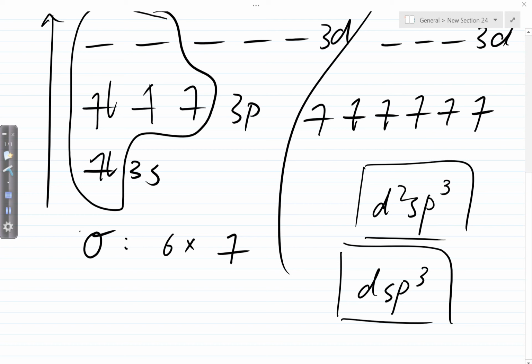Afterwards, you just have to count the total number of hybridized orbitals used. In other words, if you have one of these and two of these, the total is 3. One of these and 4 of these is 5, right? So just based on this, you can deduce what the hybridization state is.